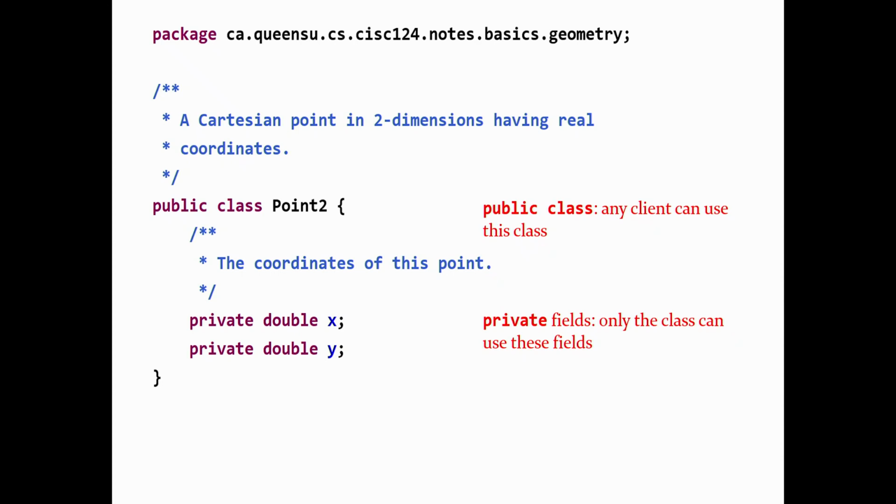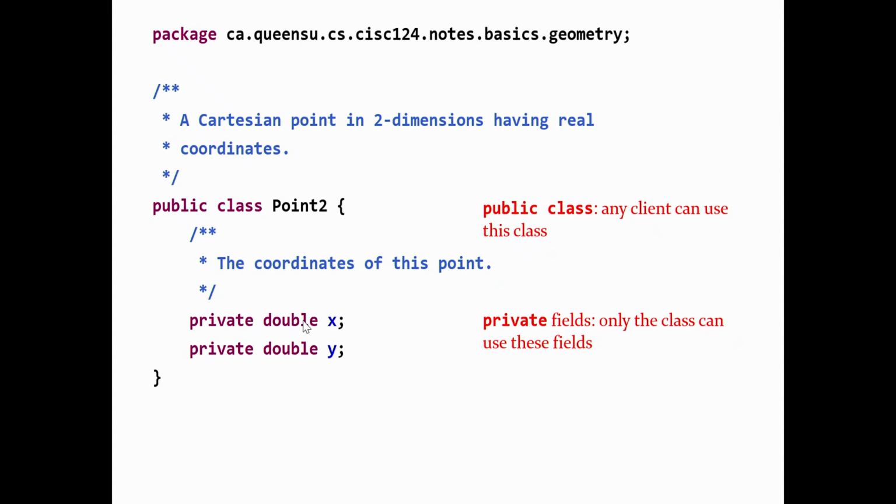Now, I need to decide, what does every Point2 object need? Well, it needs an x and a y coordinate. So I'm going to have two separate variables here, and their type is double. Now, these are marked as private in this example. This is the first time you've seen this access modifier called private.